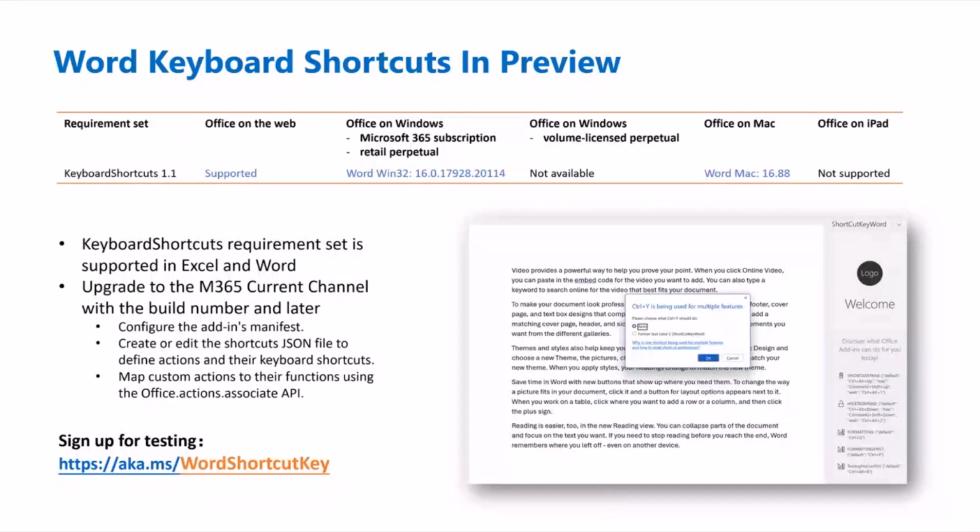You will need to define your shortcuts with their actions in a JSON file, and then include the extension override in the add-in's manifest, and point it to that JSON file. And in your code, you need to call the Office Action Associate function to associate the keyboard shortcuts to your functionality. So this is quite straightforward. Right now it's in preview, and if you want to try it, you can start trying it in Word build 32, as long as you have this build number or later.